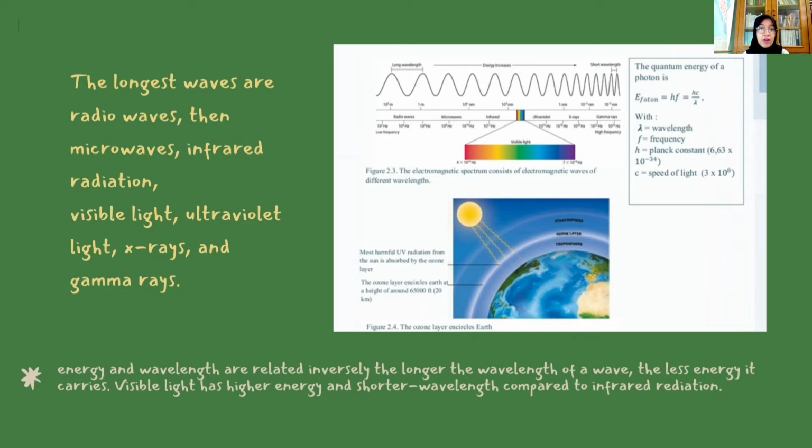A bit less than half of the radiant energy from the Sun is in the form of visible light. Electromagnetic waves have a wavelength ranging from thousands of kilometers to fractions of an atom. The longest waves are radio waves, then microwaves, infrared radiation, visible light, ultraviolet light, X-rays, and gamma rays. Energy and wavelengths are related inversely. The longer the wavelength of the waves, the less energy it carries. Visible light has higher energy and shorter wavelengths compared to infrared radiation.